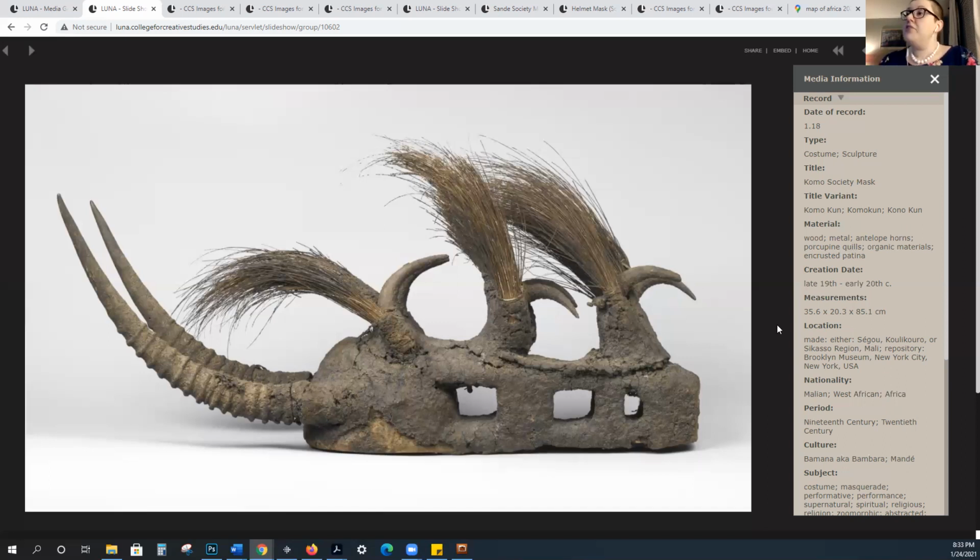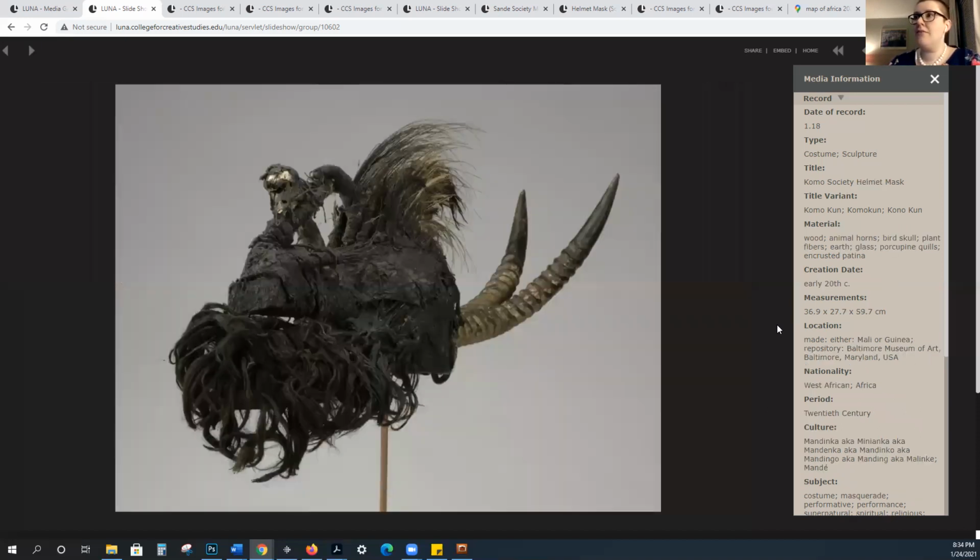Okay. The DIA actually has a Komo-kun, or a Komo society mask. So I'd like you to just kind of think about that. How do you feel about the fact that there's this really, really rich history to these objects? They're formally very intriguing. There's a lot that we can learn from them, but this is not something that was ever intended for us to learn. This is not something we were ever supposed to see. And how do you feel about the fact that these objects are displayed as a work of art, as an oddity in a cabinet of curiosities?